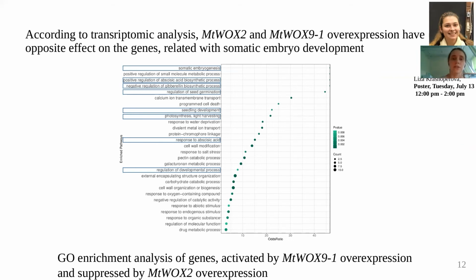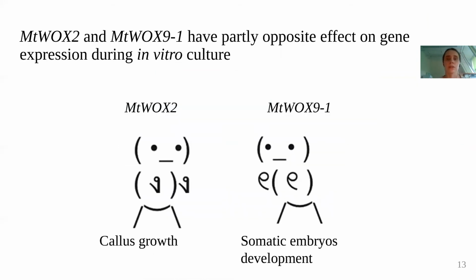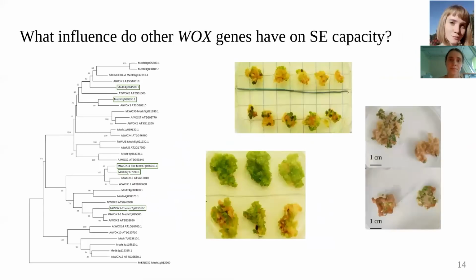So we can suggest that VOX2 and VOX91 have partly opposite effects on gene expression during in vitro culture. VOX2 stimulates callus growth, whereas VOX91 stimulates the quite opposite process, somatic embryo development.